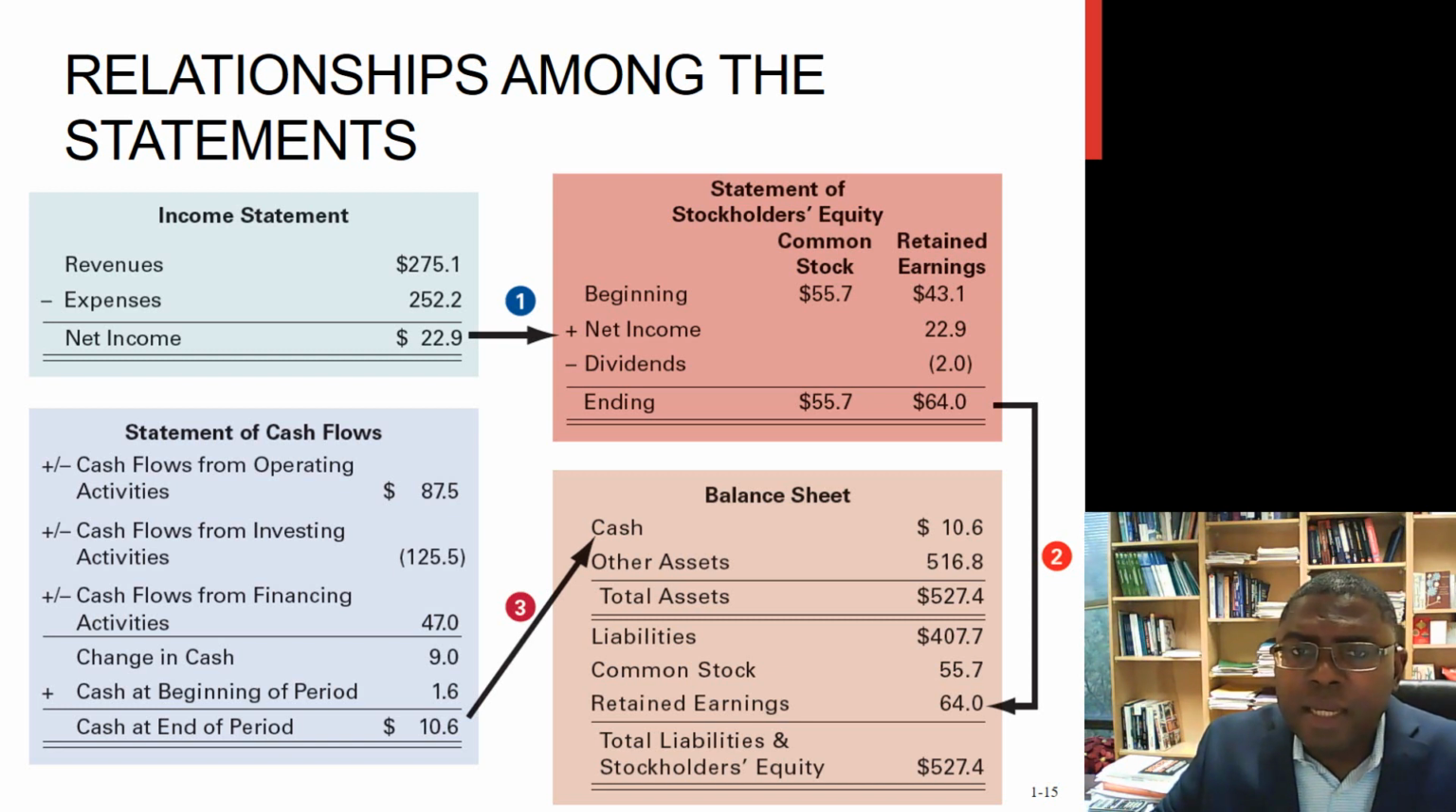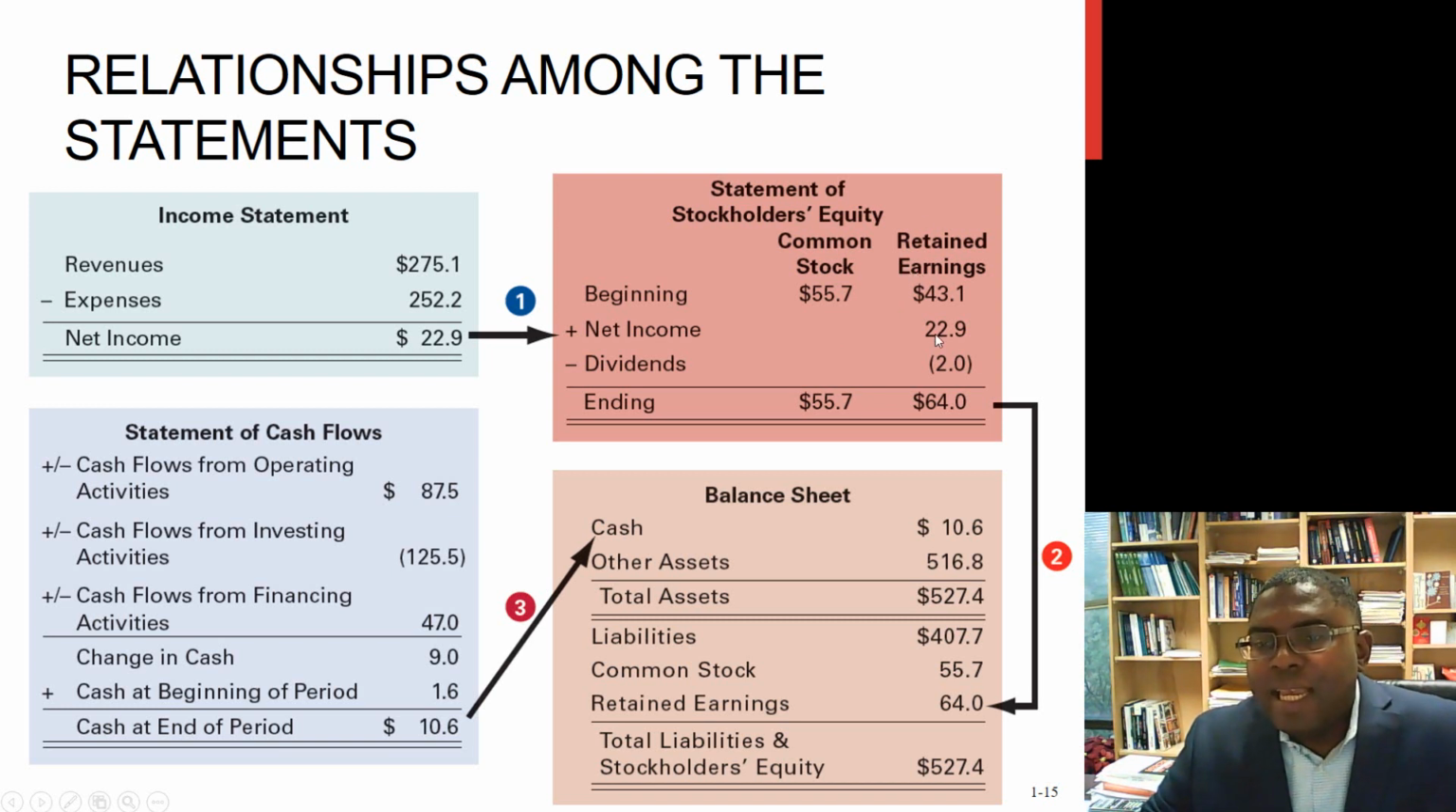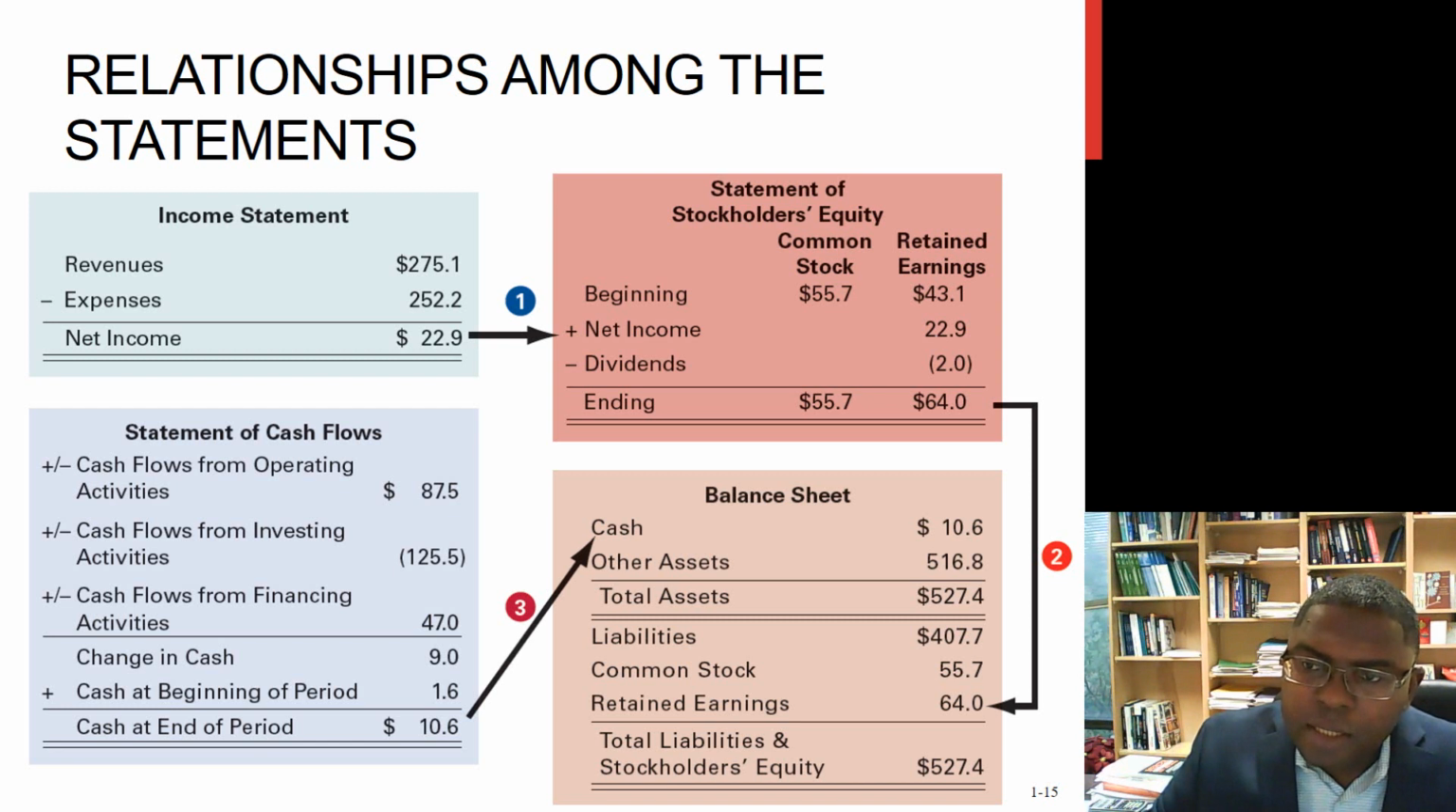There is a relationship among these financial statements. The income statement is actually related to the statement of cash flow. The net income from the income statement is moved into the statement of stockholders' equity because it affects retained earnings. Retained earnings is increased by net income, or by the profit from the income statement, and of course it's reduced by dividends.